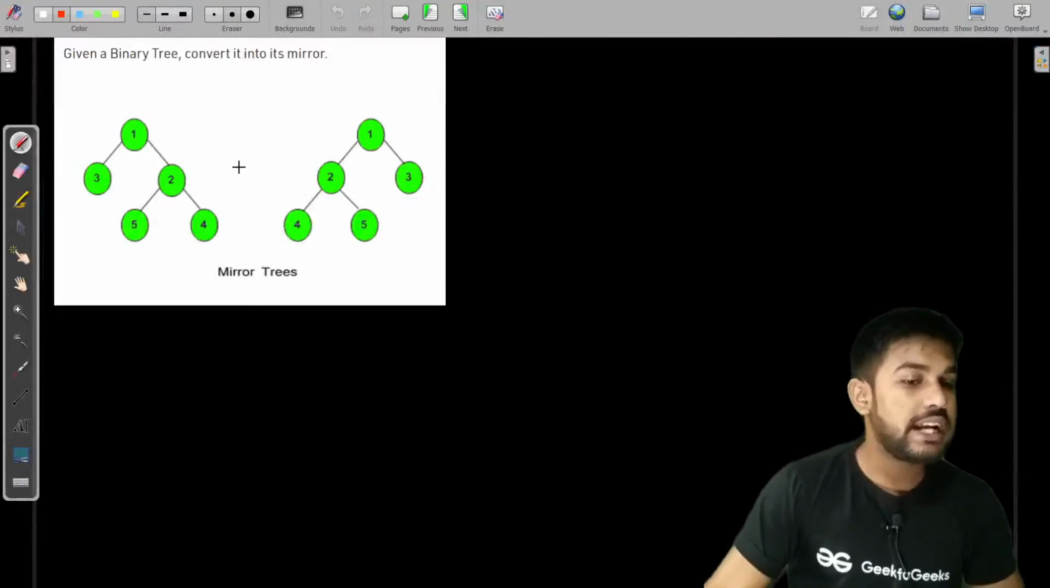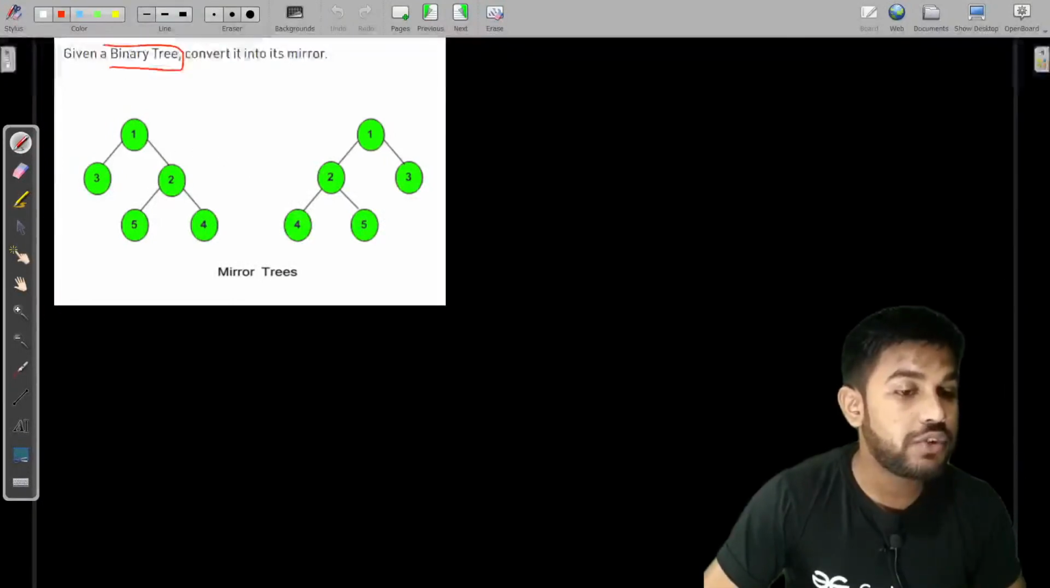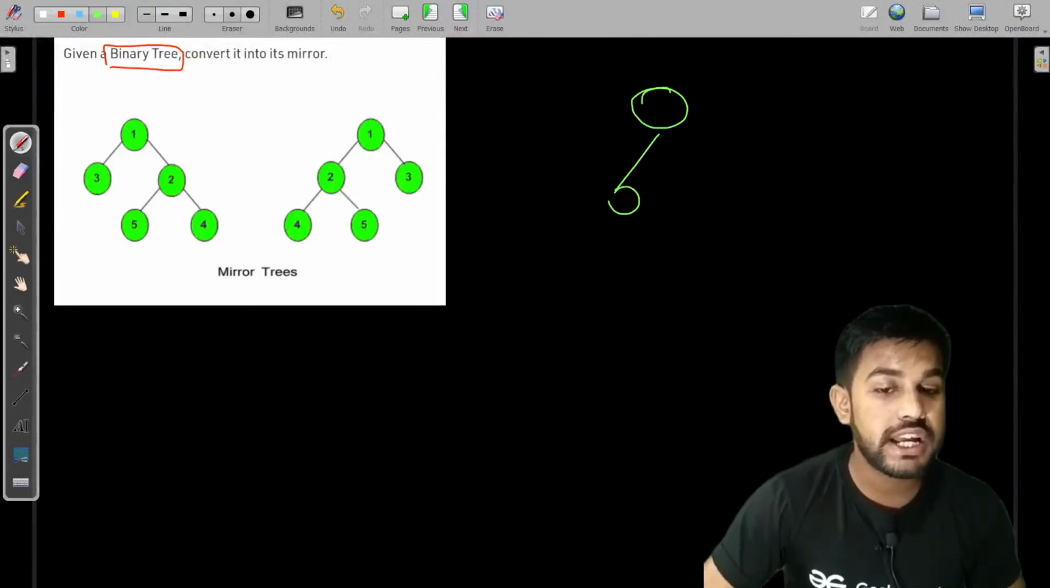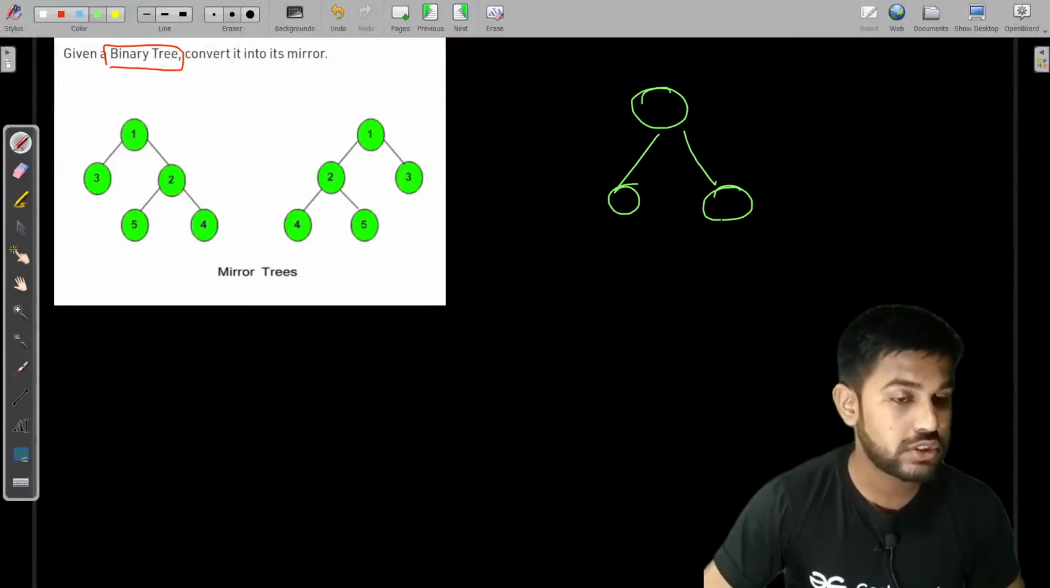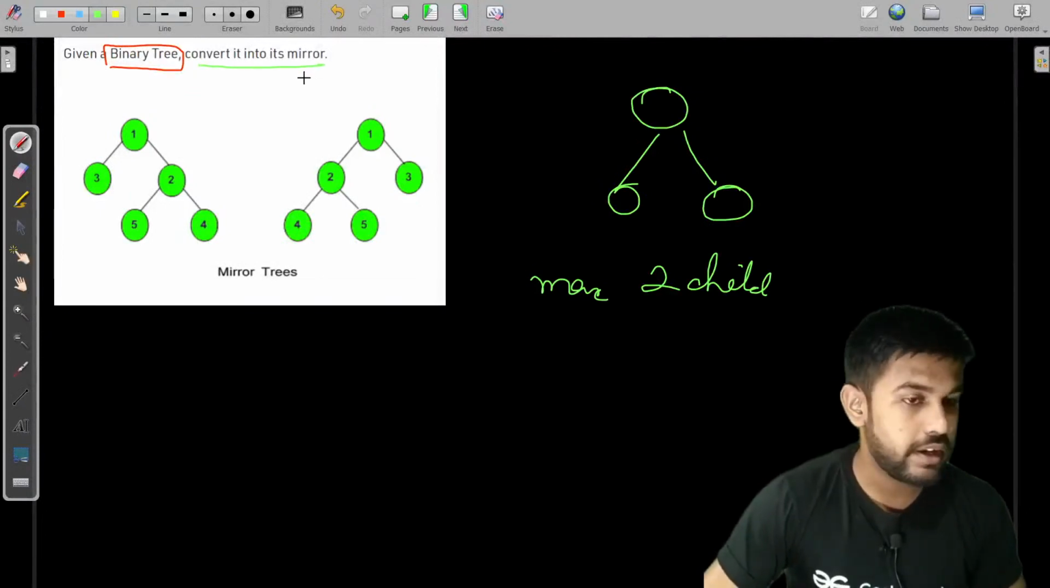Now let us understand the problem statement. We are given a binary tree. Now what is a binary tree? A binary tree is a tree which can have at most 2 children. Okay, so max 2 children. Fair enough. We need to convert it to its mirror.